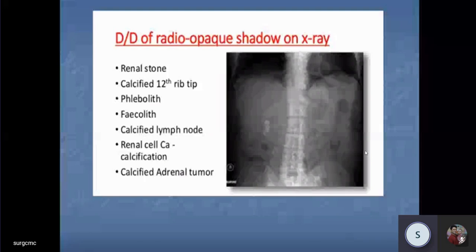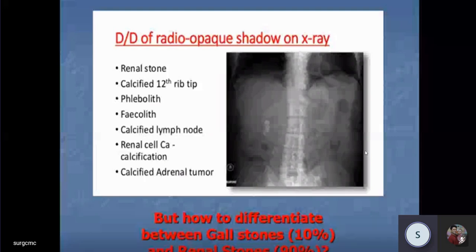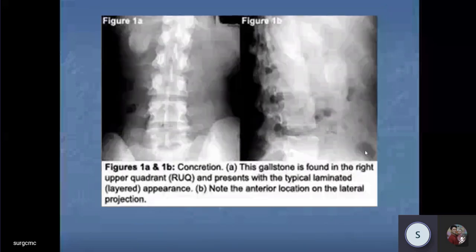But in that particular X-ray, how do you differentiate a gallstone and a renal stone? First of all, gallstones are generally radiolucent. Only 10% are radio opaque, whereas renal stones are 90% radio opaque. So the chances are more that it is a renal stone. Still, I need a lateral film. If it's a gallstone, it will be in front of the vertebrae. A renal stone is behind the vertebrae. Kidney is a retroperitoneal structure.